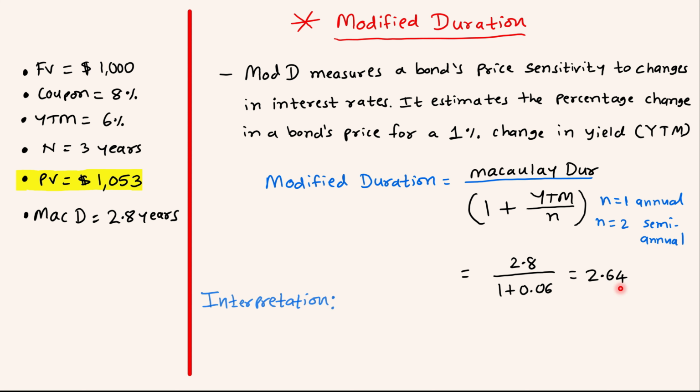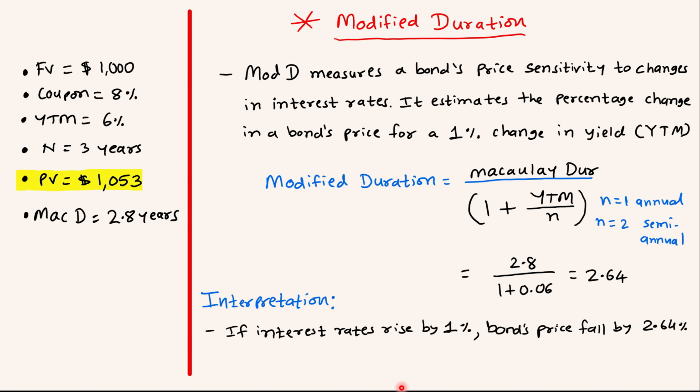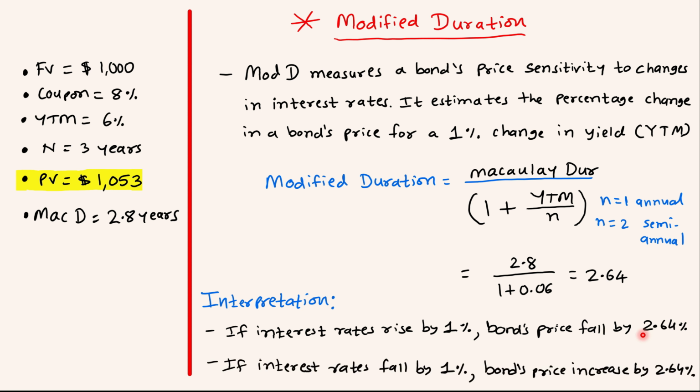And how would you interpret that? So all it says is, if the interest rates in the market rise by 1%, the price of our bond is expected to fall by 2.64%. Similarly, if the interest rates were to fall by 1%, the price of our bond increases by 2.64%.